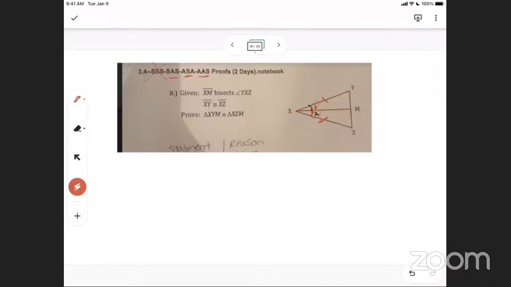XM. That's equal to itself, right? Yeah. Do you see how that line is in both triangles? Yeah. So if you have the same line or the same angle that's in both triangles, you can use it and call it the reflexive property. So we'll have a side, we'll have an angle, and we'll have a side. Side, angle, side. Do you see our game plan?